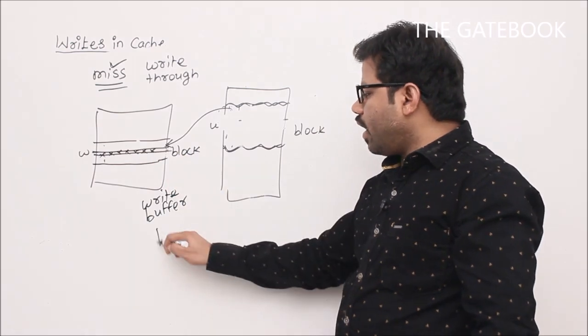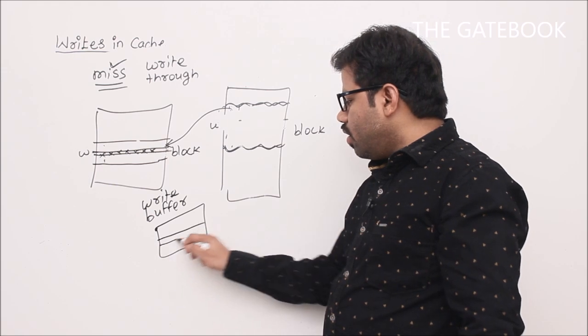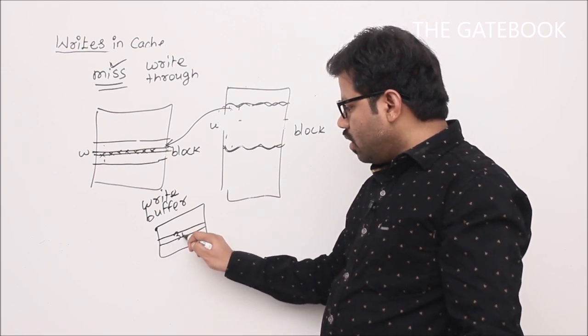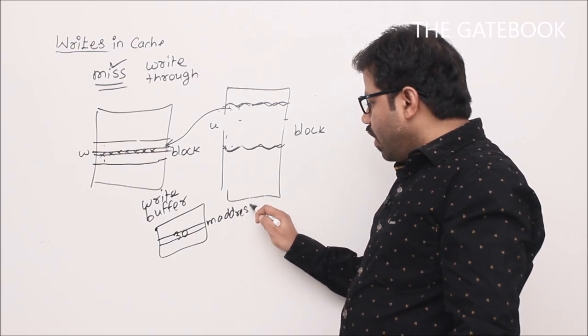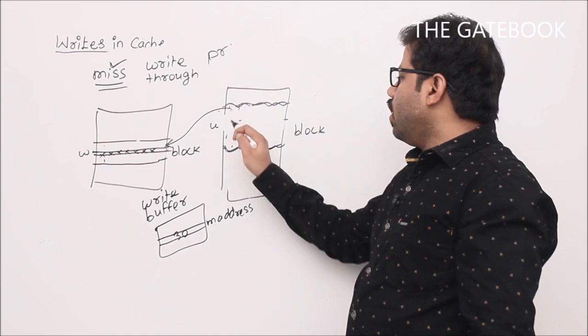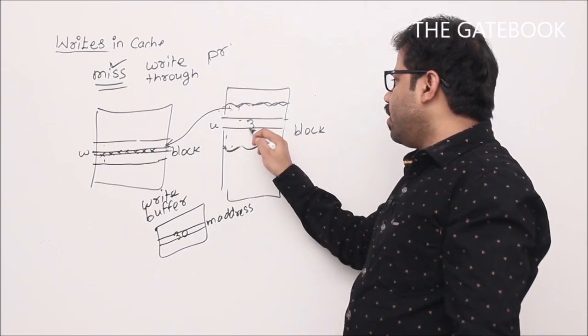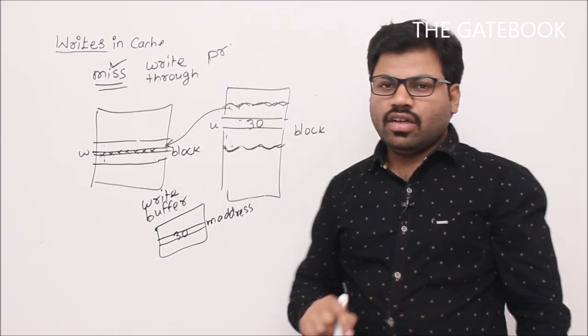After that, tell the write buffer, my dear buffer, I am going to give you one data and memory address. Whenever you get time, whenever this memory is free, whenever no processor is using it, then go there and update. That is about miss. Understand?